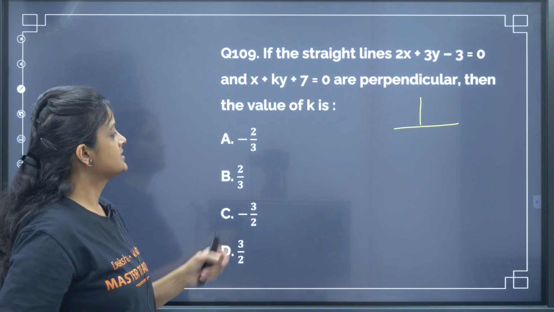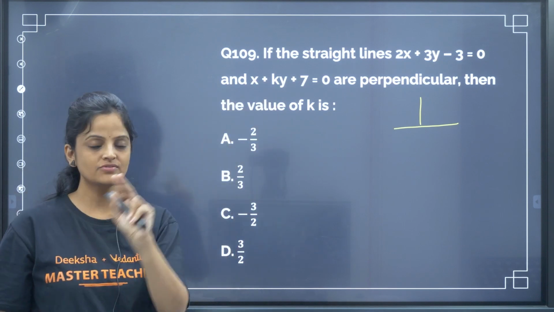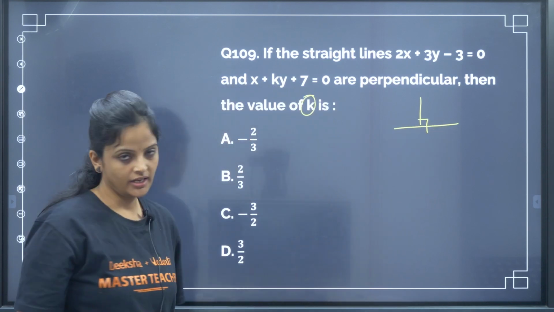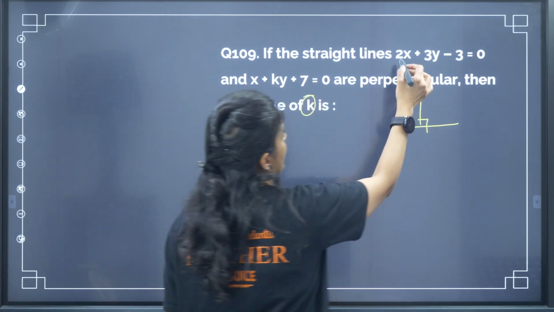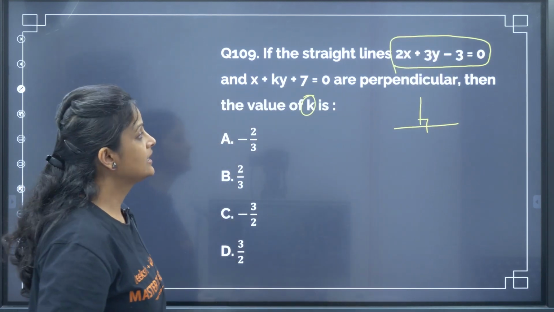2x plus 3y minus 3 is equal to 0, x plus ky plus 7 equal to 0 are the two lines which are perpendicular to each other, and find the value of k. Easy peasy. See this question, 2x plus 3y minus 3 equal to 0.